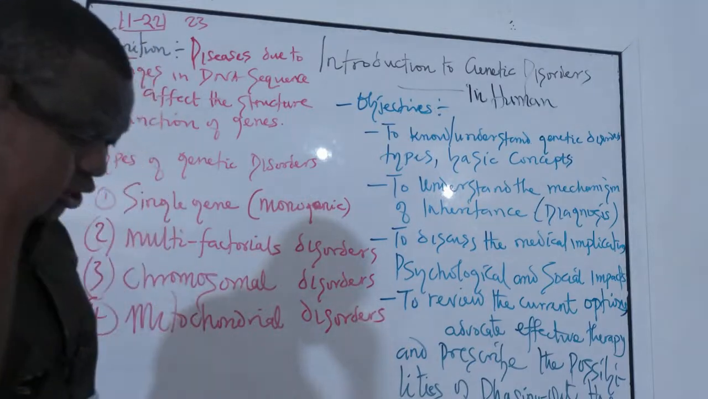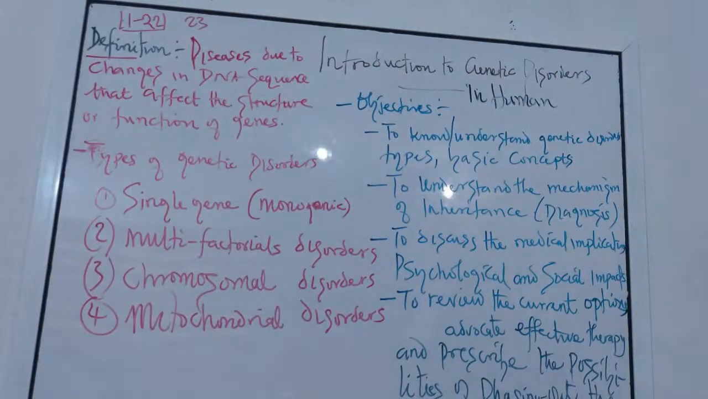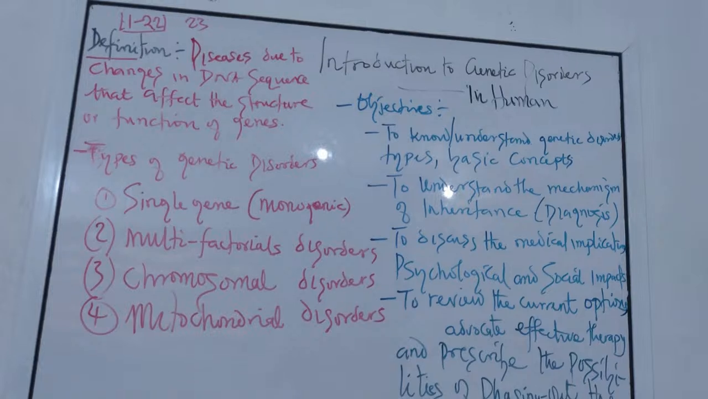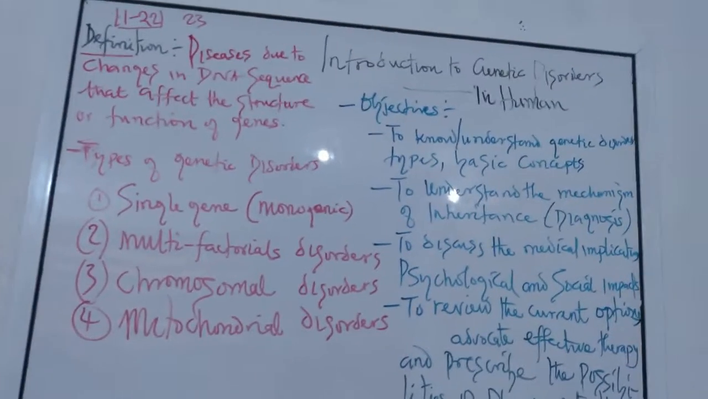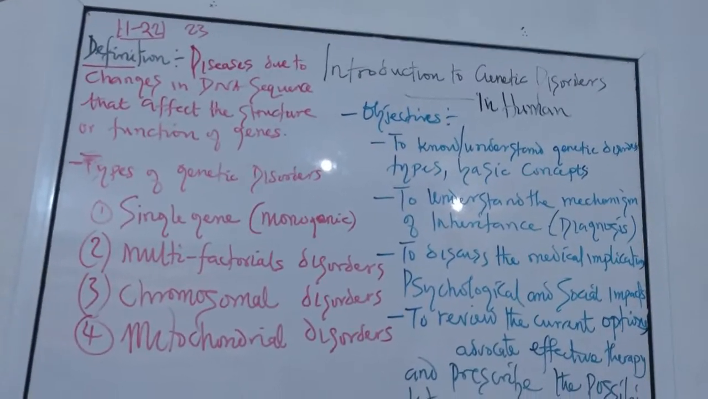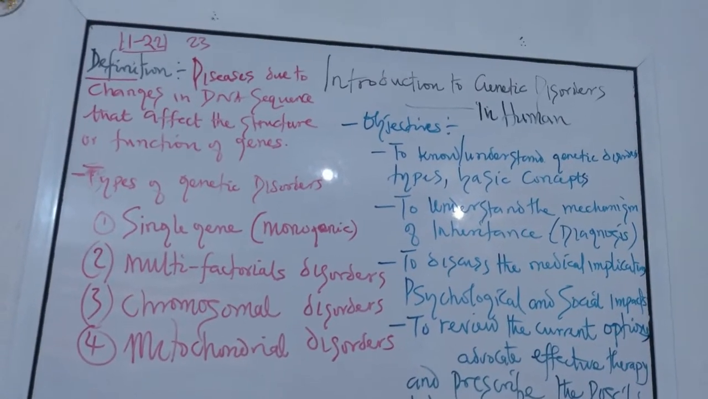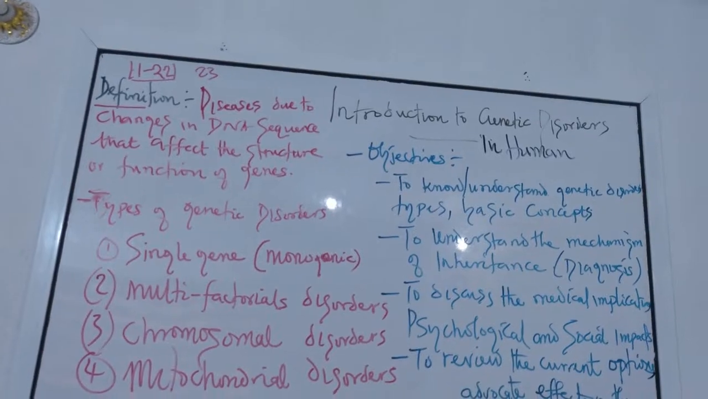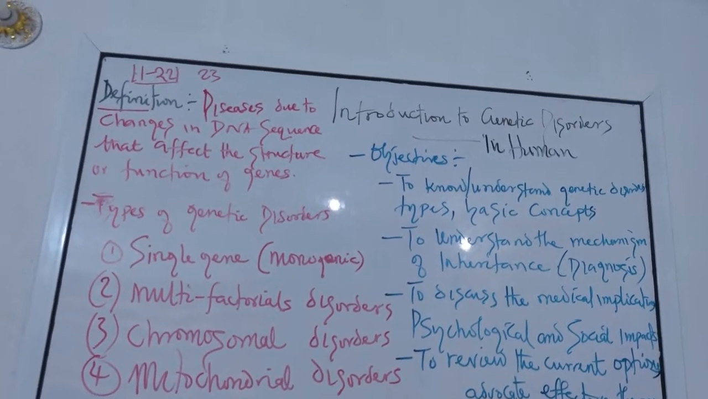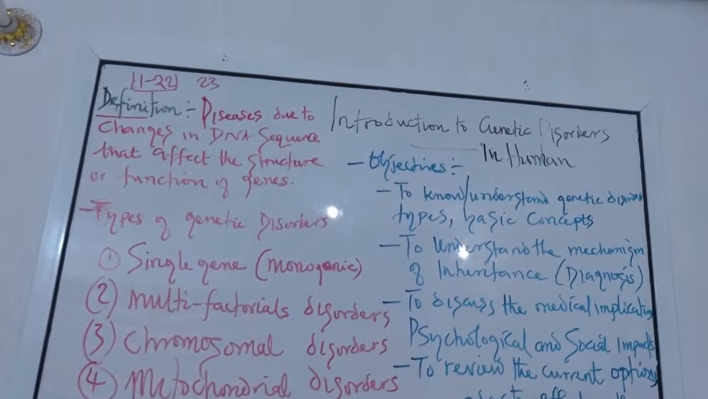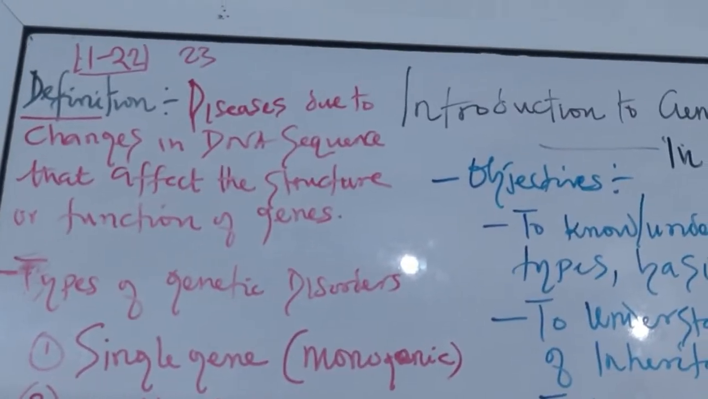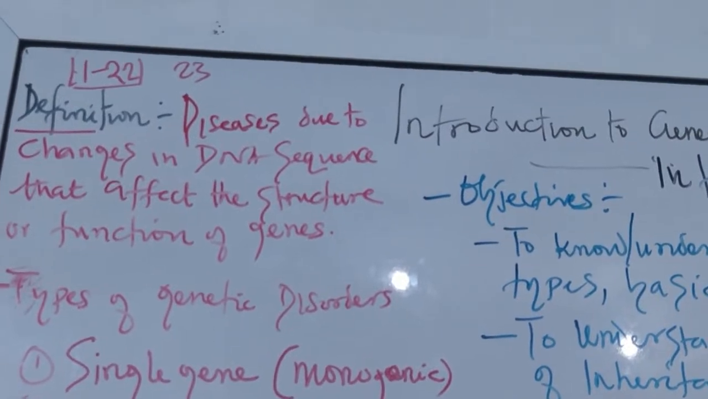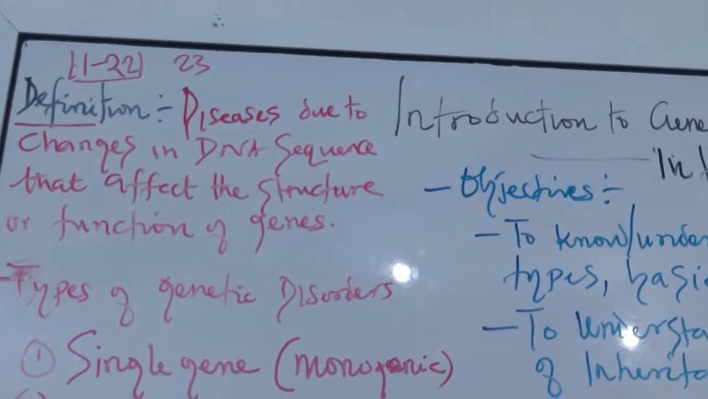So what we will just do is start picking this one after the other. Don't forget that I told you that our concern today is on genetic disorder in human. And if we are talking of genetic disorder in human, what do we actually mean by genetic disorder? I said that these diseases that are due to changes in DNA sequences that can affect the structure as well as the function of any gene in human is called genetic disorder.